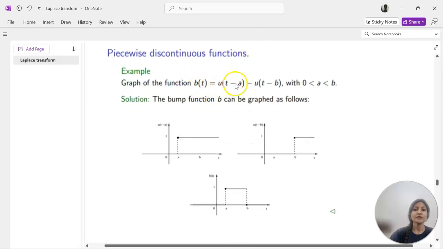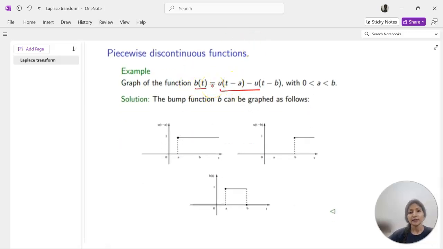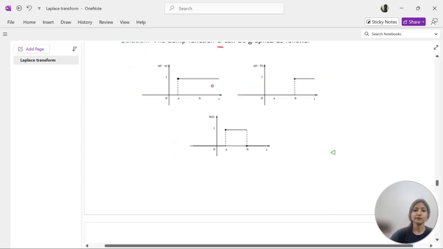A piecewise discontinuous function, you can write any function like this, in terms of unit step functions, and this is called a bump function. It is very visible from the diagram that we can write it, provided that a is less than b and more than 0, as the unit step function of t minus a minus the unit step function of t minus b.